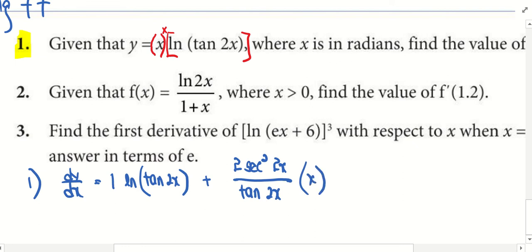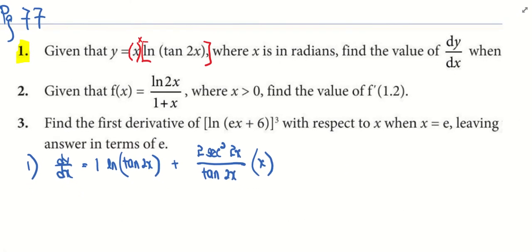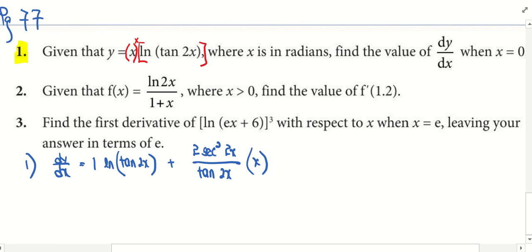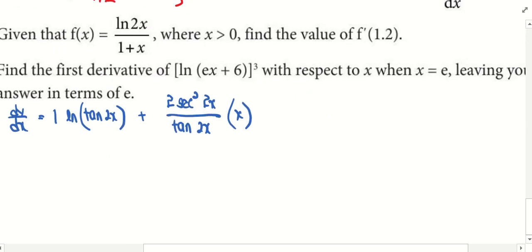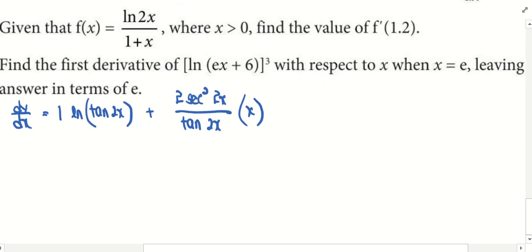But actually, no need to simplify. Some of you will be very concerned. Oh, teacher, I need to simplify. No. Alright? Your job is to find the value of the first derivative when x equals 0.5. So straight away, you substitute 0.5 inside. Can? So no need to go and simplify. What is 0.5 times 2? It's just 1. Am I right?